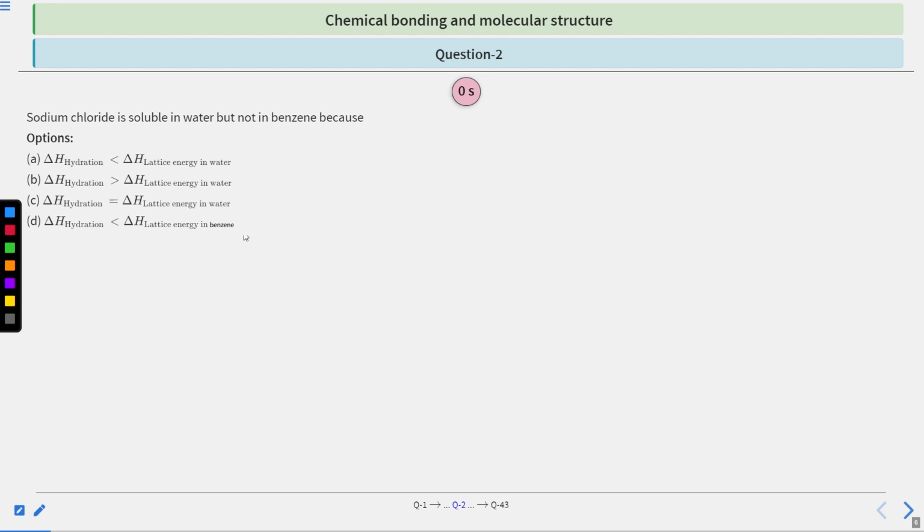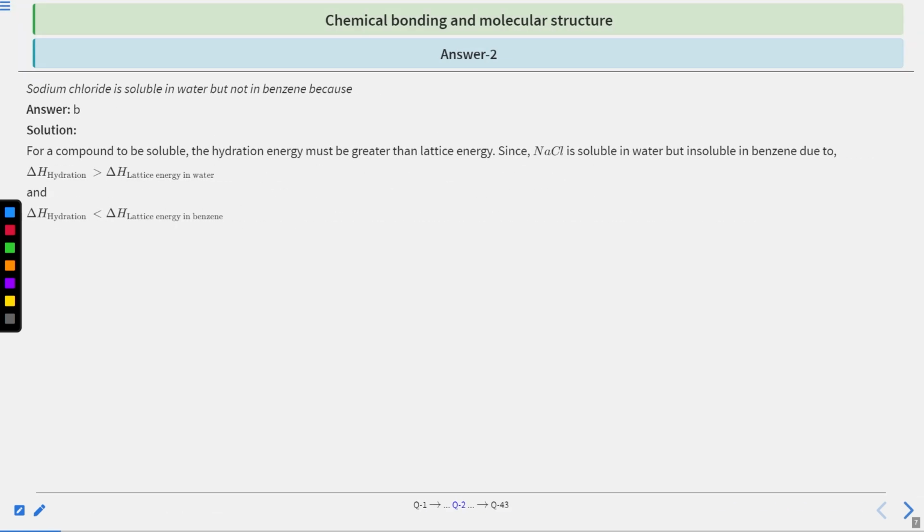Okay, so move to the answer of this question. So the answer is option number B. For a compound to be soluble, the hydration energy must be greater than the lattice energy. And NaCl is soluble in water but insoluble in benzene due to the following two reasons: delta H of hydration is greater than delta H of lattice energy in water, and delta H of hydration is less than delta H of lattice energy in benzene. That's why option B is the correct answer.